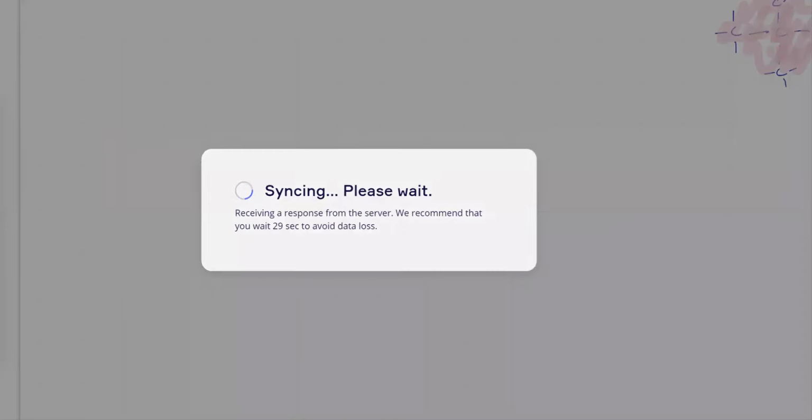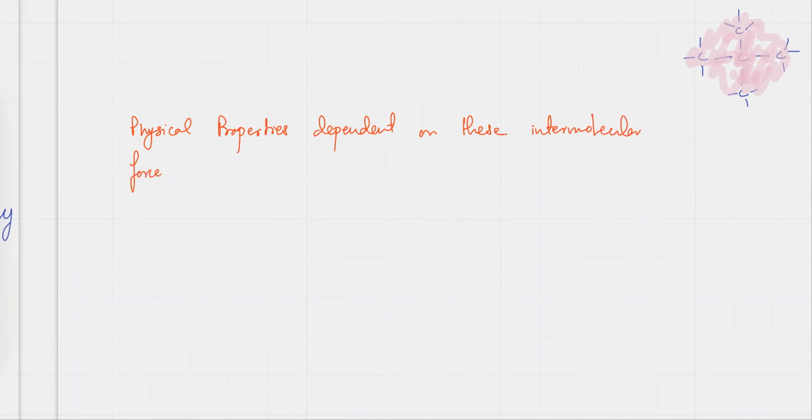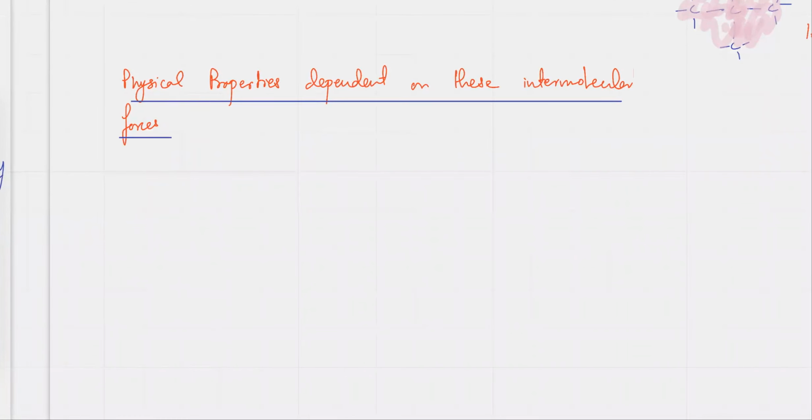We studied 3 types of intermolecular forces. So physical properties that are dependent on these intermolecular forces. Now, the first one, property number 1, is obviously melting and boiling point.